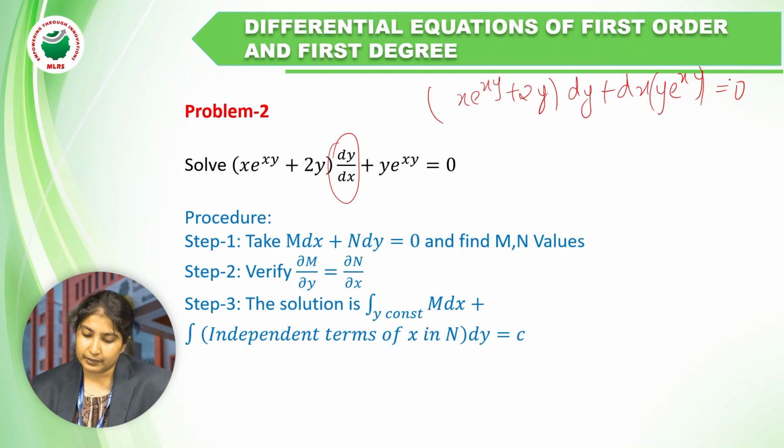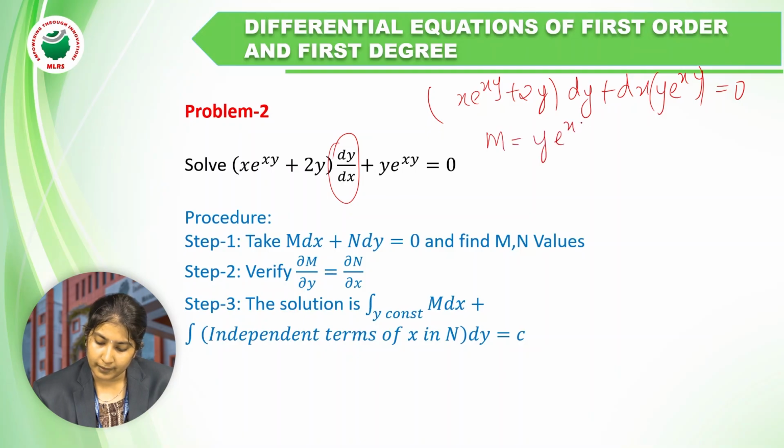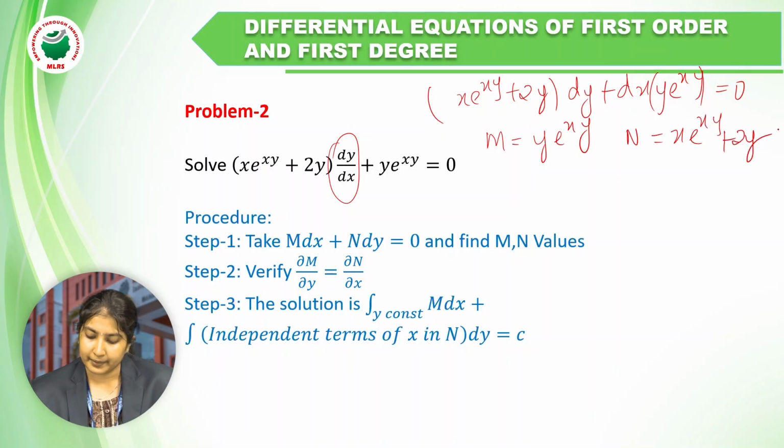So the equation is of the form M dx plus N dy equal to 0 again. So what is my M value? M is y e power xy, and my N value is x e power xy plus 2y, right? Again, what we have to do? We have to check the exactness condition.